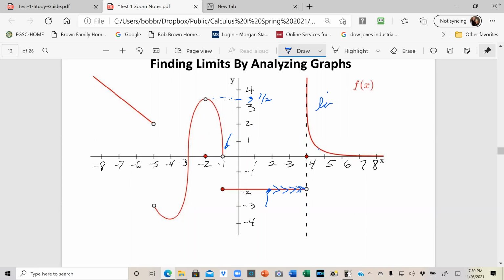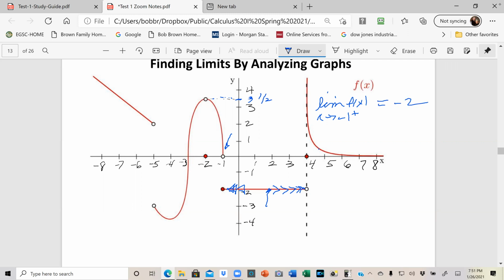The limit of f of x as x approaches -1 from the right. What is that? Hop on the curve from the right and go towards x equal -1. What is y? It's -2, isn't it?